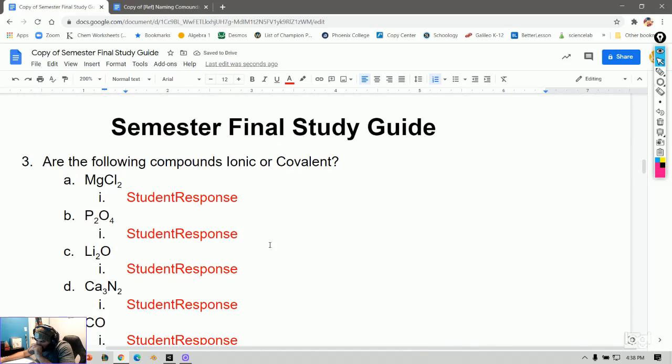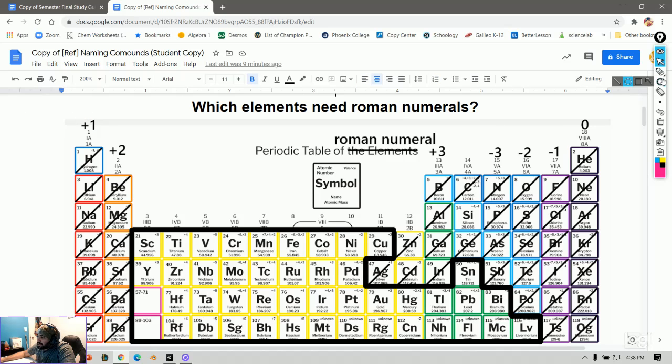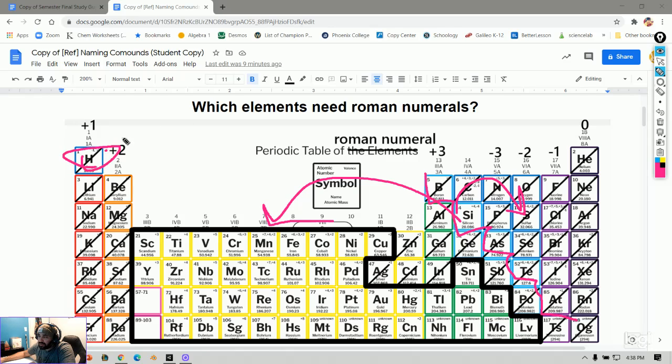Now moving on to a little bit harder ones, right? Now we want to know if we can identify ionic compounds versus covalent compounds. Okay, if we remember from class, there's a stair-step line, right? It starts to the left of boron, and you just draw stairs going down. Anything to the left is a metal, anything to the right is a non-metal. The only exception is hydrogen, which is also a non-metal.